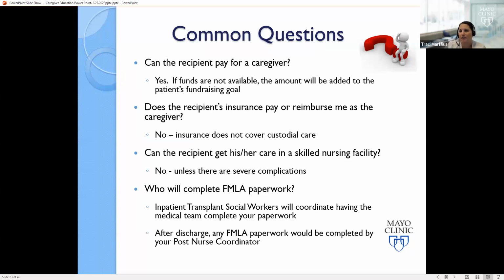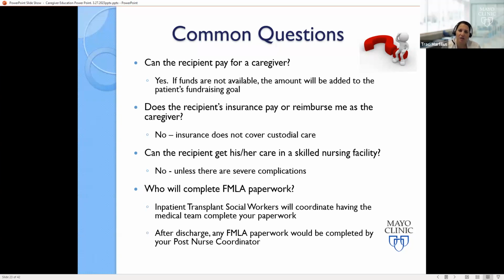What are some questions I get from caregivers about this role? Can the recipient pay for a caregiver? Yes, if funds are not available, the amount will be added to the patient's fundraising goal. I will say that there may be some situations in which this is not allowed. That's dependent on the organ. So this is a question you do need to speak to your primary social worker about.